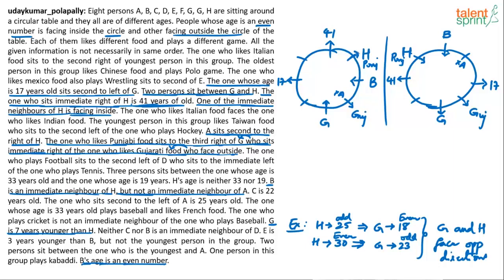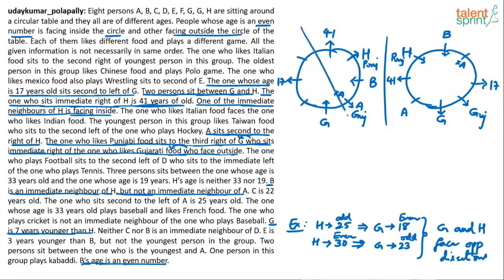H is facing outwards, so right will be clockwise. First and second, A comes here. If H is facing center, right will be anti-clockwise. First and second, A comes here. A sits second to the right of H. Right? Done. So we don't have to worry about A being a neighbor of B. Case number 1 becomes wrong because we know that A cannot come here. One case is eliminated already.